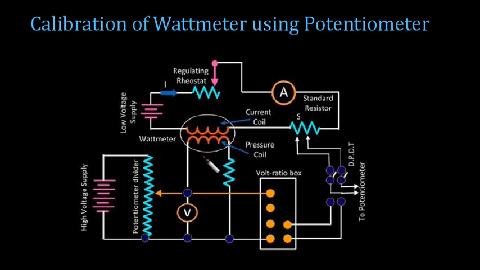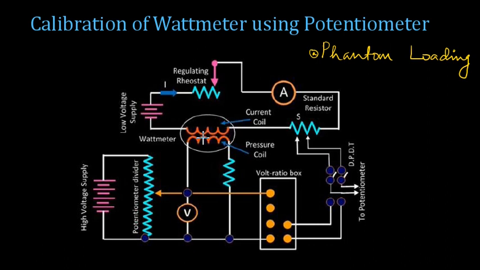Now why do we make such an arrangement? Such an arrangement is generally known as phantom loading. Okay, so this type of loading is known as phantom loading, where the current coil is being energized from a lower voltage supply.